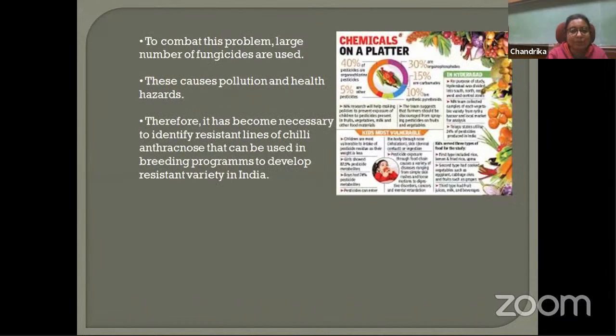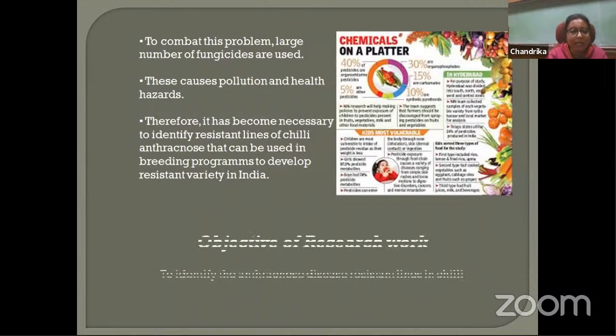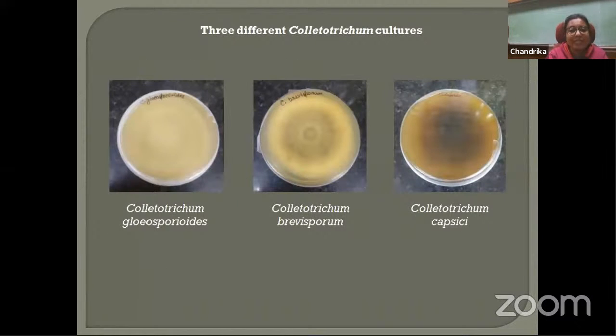To combat this problem, a large number of fungicides are in use, but these cause pollution and health hazards as well. Therefore, it has become necessary to identify anthracnose-resistant lines of chili that can be used in breeding programs to develop resistant varieties in India. So the objective of my research work is to identify anthracnose disease resistant lines in chili. These are the three Colletotrichum cultures which I have used in my study: Colletotrichum gloeosporioides, Colletotrichum brevisporum, and Colletotrichum capsici.